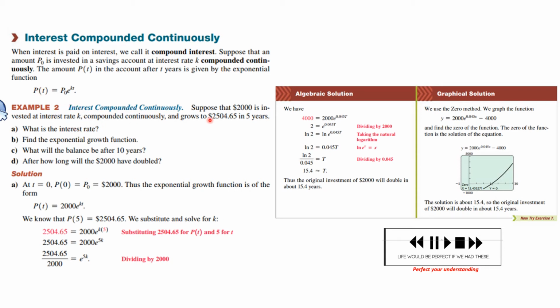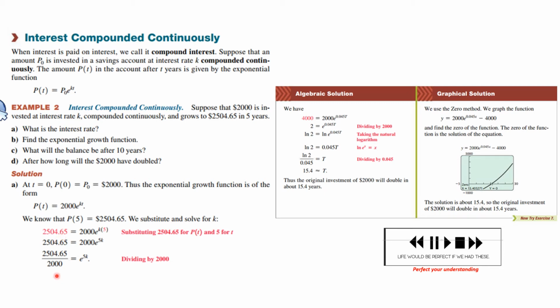Here's an example. Suppose that you invested 2,000. That means 2,000 is P0, and it's compounded continuously. That means this equation holds, and it grows to this amount in 5 years. Well, that means that when t is 5, P of t is this. So we have to solve this.